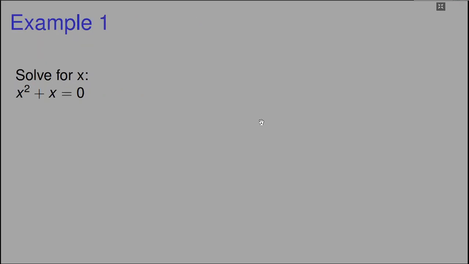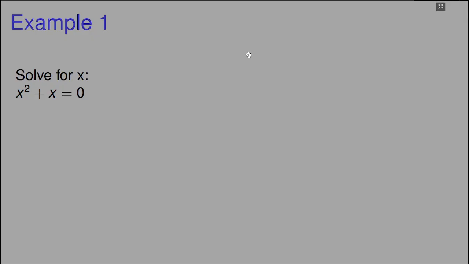Now let's look at an example to understand this. Say you have this equation and I ask you to solve for x. How do you go about doing this? Well, most learners are probably going to divide every term by x and then be left with x equal to -1. Well, that's partly true. But the thing is, you're going to lose another solution.